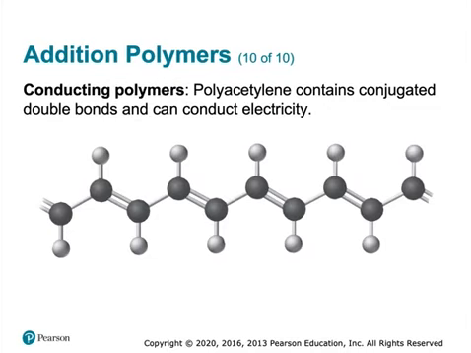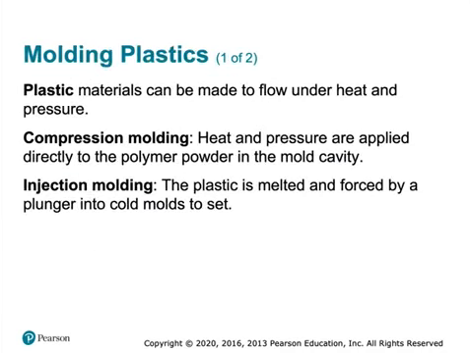And you can have conducting polymers. Polyacetylene has a conjugated single-double bond system. Conjugated means alternating, so you can see there's an alternating single and double bond. This means that it can conduct electricity. The electron cloud becomes very diffuse here, and then electrons can flow in that very large electronic cloud.